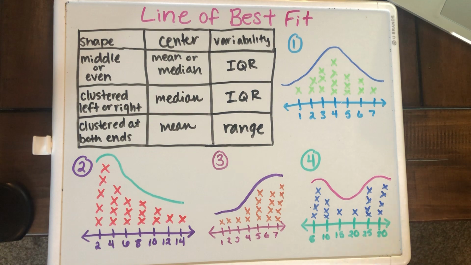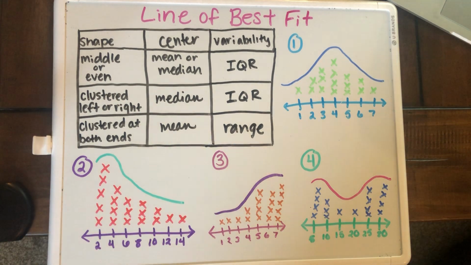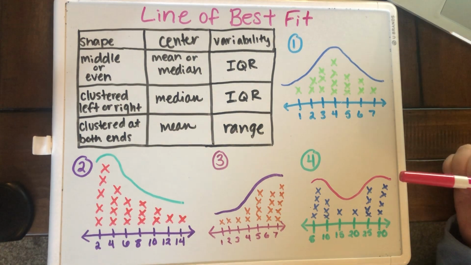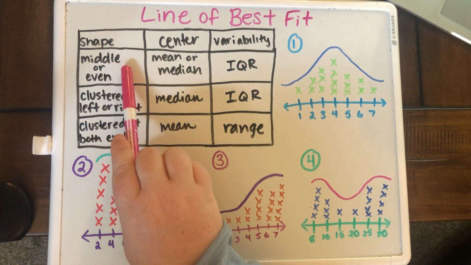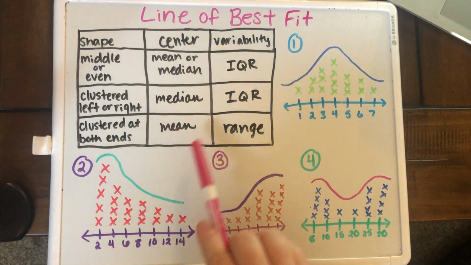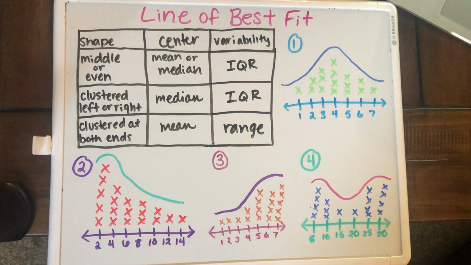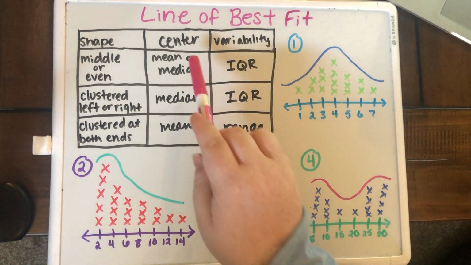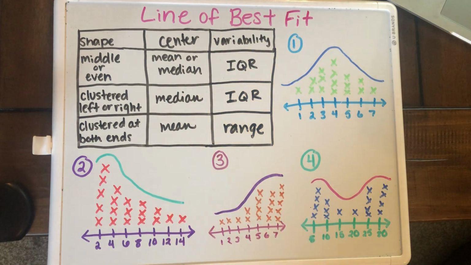And really what that means is that we are going to try to determine, based on the shape, if the measure of center, if the center of our data is best described with the mean or the median.